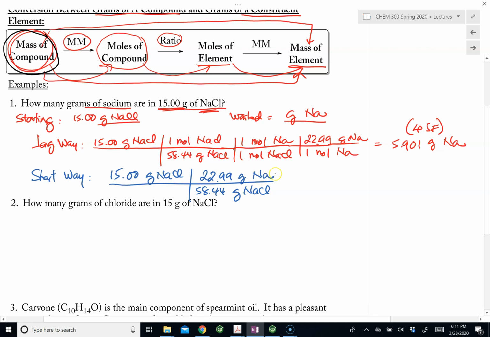And again, this is the conversion factor that we would obtain once we have learned how to use the mass ratio. Now we can see that it allows us to solve for the mass of sodium in just one step, and that will equal 5.901 grams of sodium as well. So this is a much more effective way of solving this kind of problem.